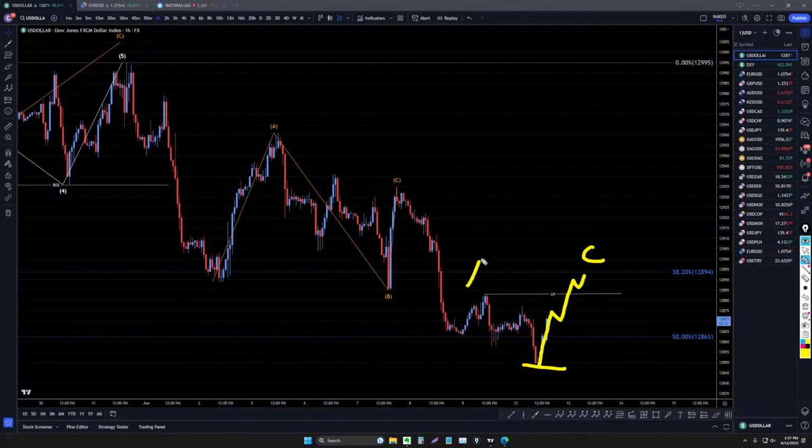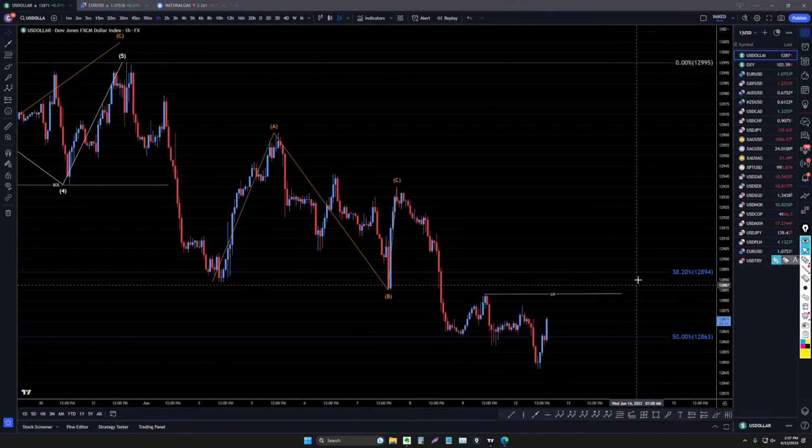a wave C. This is probably an A, this is probably a B, and I bet this is going to trend up until tomorrow's news, and then I bet it's going to end up going back down. So now that we have that kind of figured out, we really don't even have any break of structure up yet, so we don't even know for sure if that is the case.